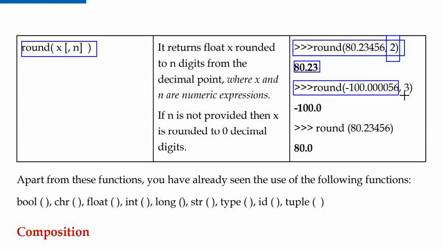Next, round(-100.456, 3). It is 3 digits, but the 3 digits are 000 only, so it prints -100.0 only. Let's take another example. round(80.23456). The number of digits is not mentioned, so it takes 0. So it prints 80.0 only.